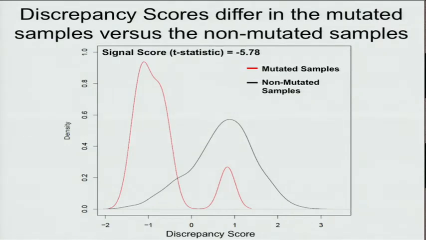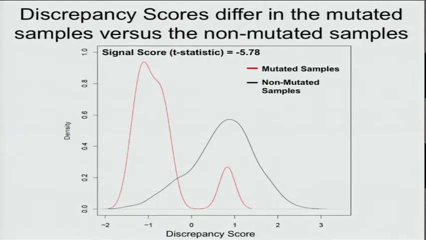So now for each sample, we have computed a discrepancy score, but we have two populations, the mutant case and the non-mutant samples. Showing the discrepancy scores between the two groups, you can see there's a pretty significant difference in the discrepancy scores for the mutant and the non-mutant samples. Shown in red are the mutant samples. So a more negative discrepancy score is more indicative of a loss of function. I compute a t-statistic between the two distributions, and that's what I'm calling a signal score.